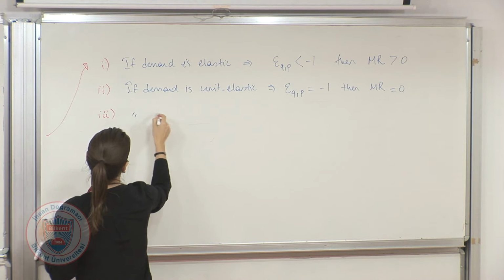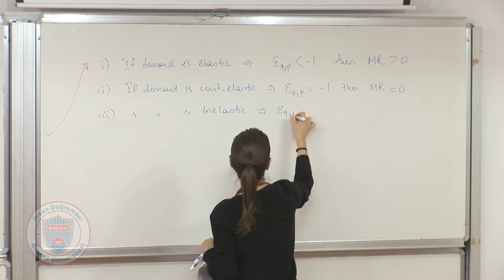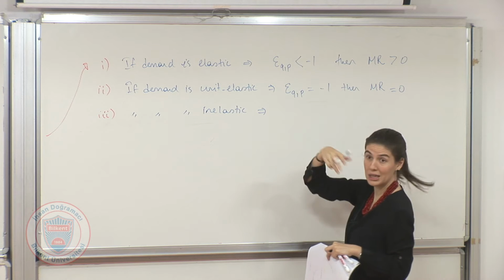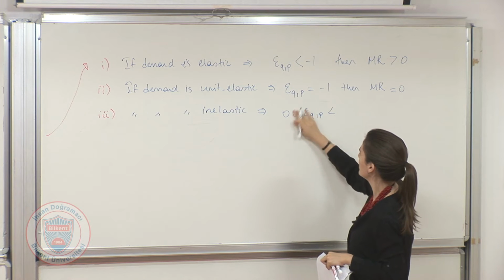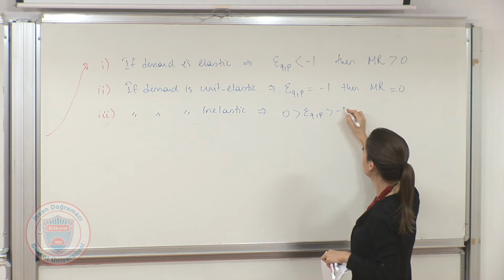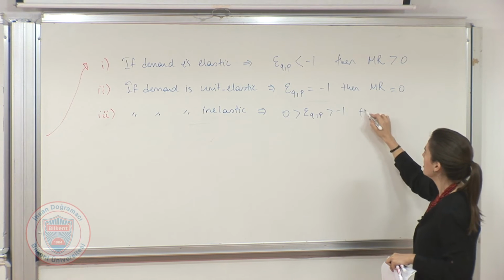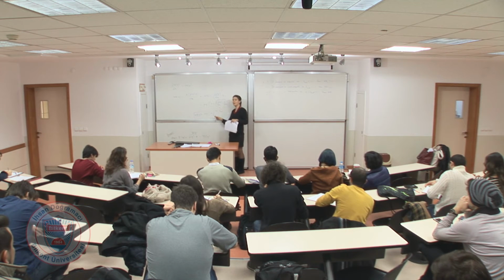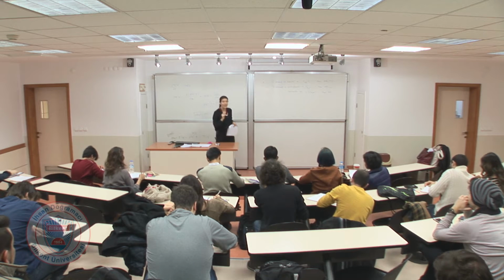So if demand is inelastic, then this elasticity is what? Greater than -1, right? But as you said, less than 0. So let's put it like this, right? So it's going to be a number like -1/2, right? -1/3. So then, what's happening to marginal revenue? I put here, instead of this guy, for instance, -1/2. What happens? This makes -2. So this whole thing is negative, right?